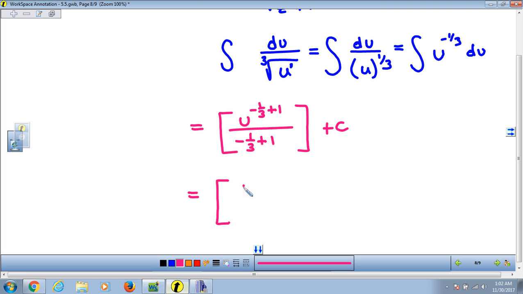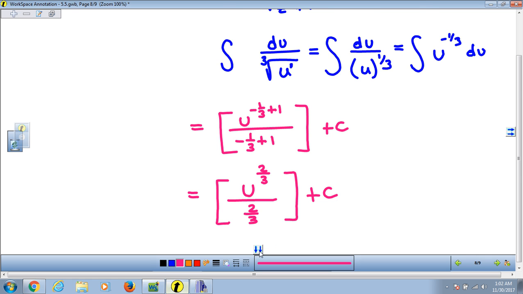So then, u raised to the negative 1/3 plus 1. 1 is 3/3. Negative 1/3 plus 3/3 is going to be 2/3. Negative 1/3 plus the 3/3 again in here is going to be 2/3, right? The same thing.